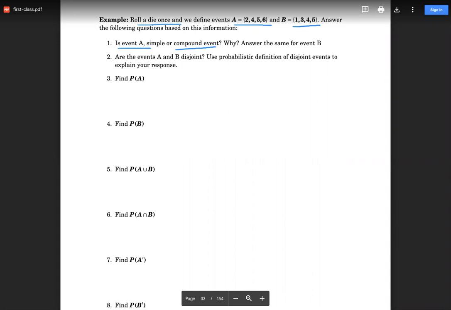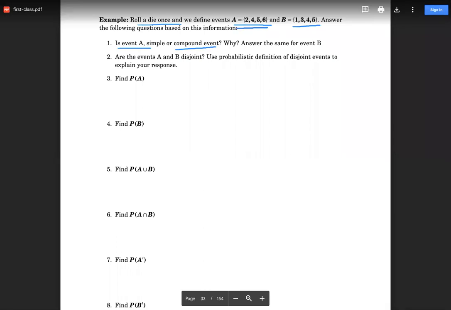I said complex event, it's a compound event in the earlier part of the video. So is it a simple event? Anybody? For A, is event A a simple event? A is 2, 4, 5, 6. You're rolling a die. Is it a simple event or not? Your answer is correct, but the reasoning is not correct. I'm just talking about event A only, ignore B for now. It is not a simple event.